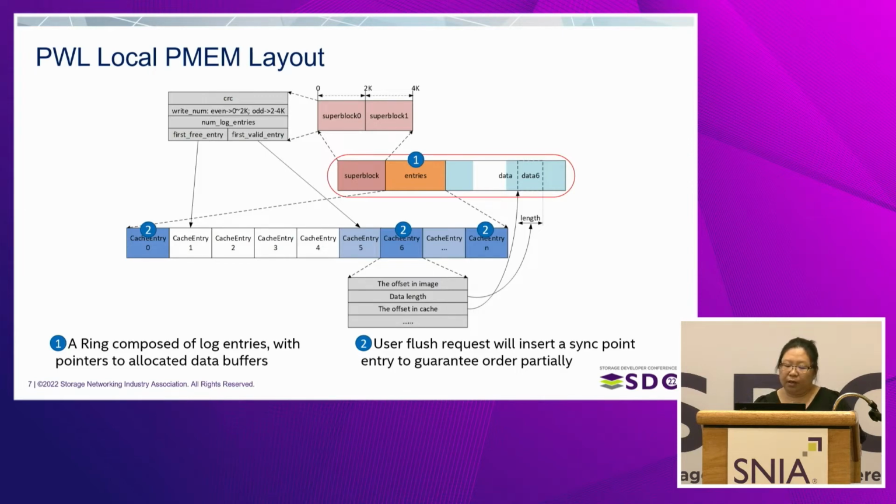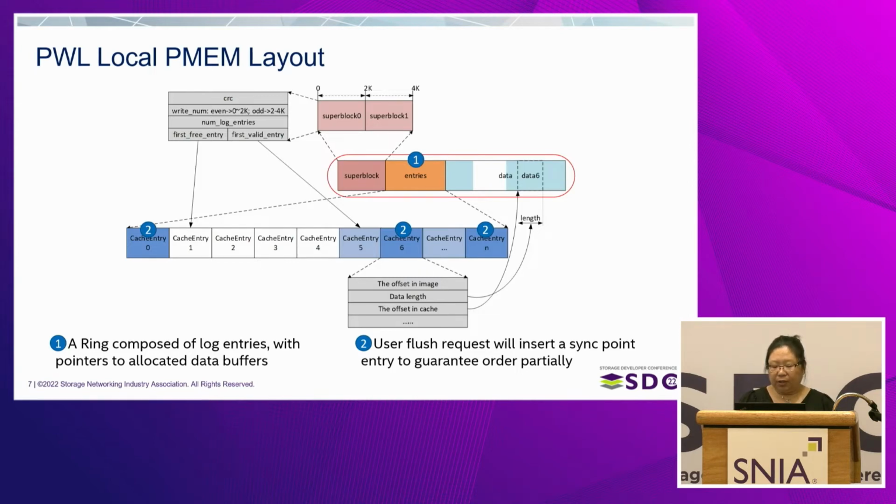In the super block, we record the log entries number, how many cache entries are in this cache file, and two pointers. One is the first free entry pointer, another is the first valid entry pointer. The valid entry pointer means that data has been written to the cache entry, and free means that it is empty and you can use it. So that is the super block information.